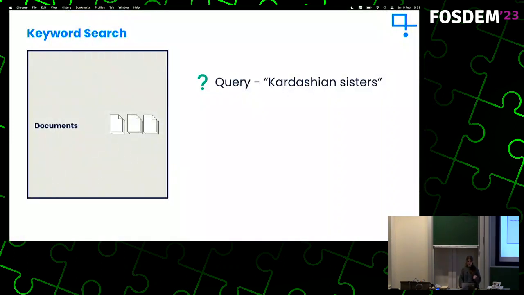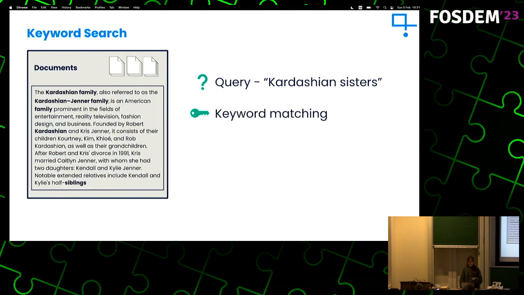Please do not judge me for this example, Kardashian sisters. So let's assume we have a bunch of documents, and let's see what would happen if we do some keyword search on it, and let's say we've got the query Kardashian sisters. You might get something a bit like this, which is great, and you can see that there's some clever stuff going on here. Sisters may be associated with siblings and family as well.